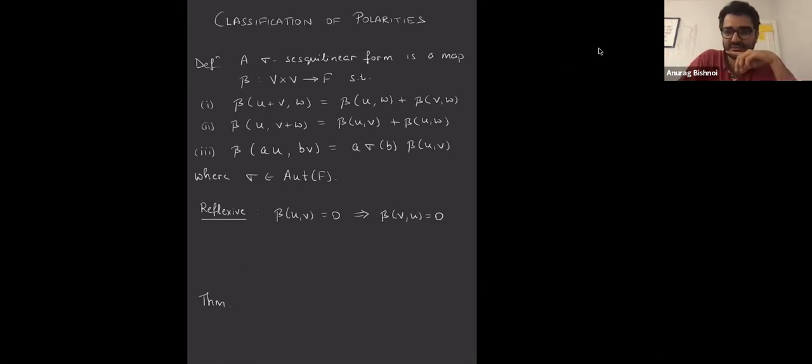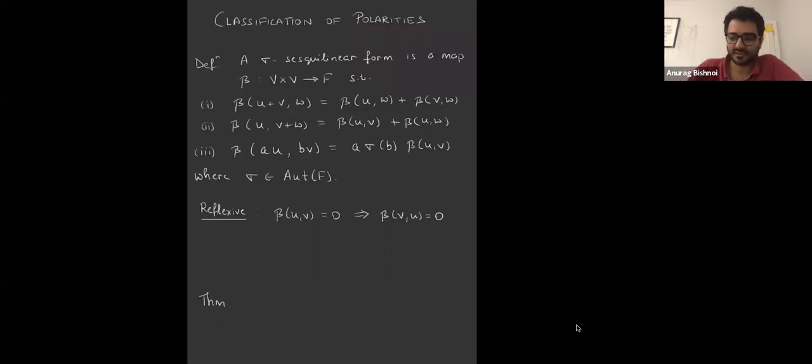So this was a question which was also asked in the chat last time, that do all polarities come from symmetric bilinear forms? In fact, do they all come from quadratic forms? And the answer is no, but we actually know where all of them come from. So where do all the polarities in PG(n, q), or in fact in general, come from? And this is the general classification of all polarities.